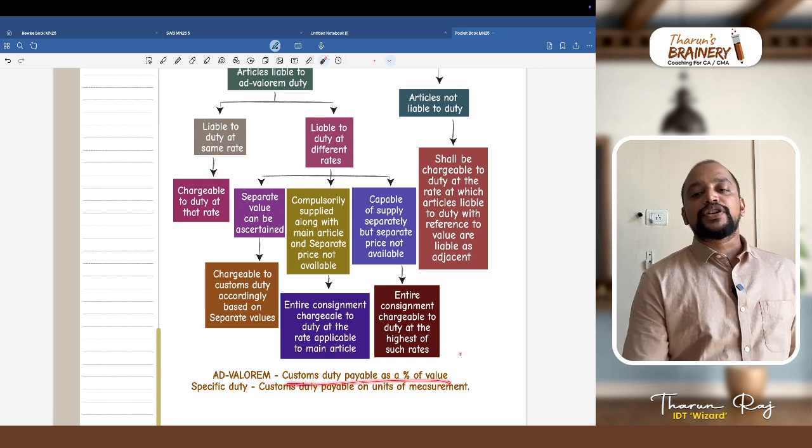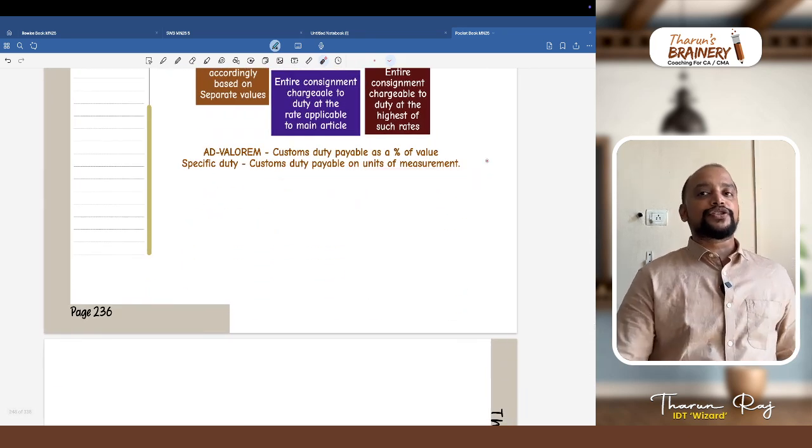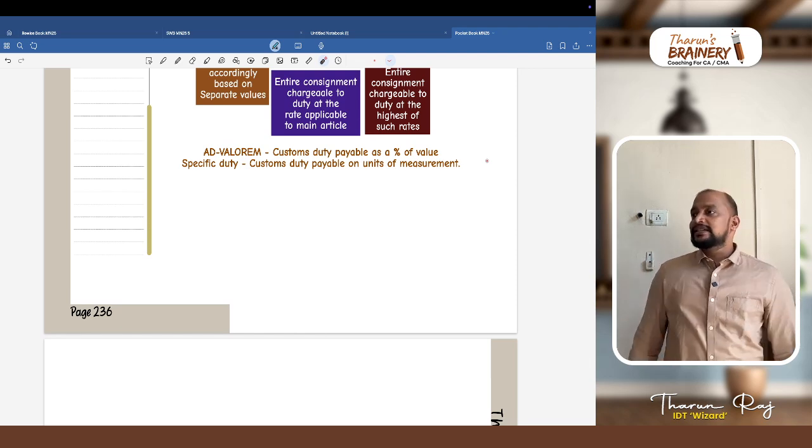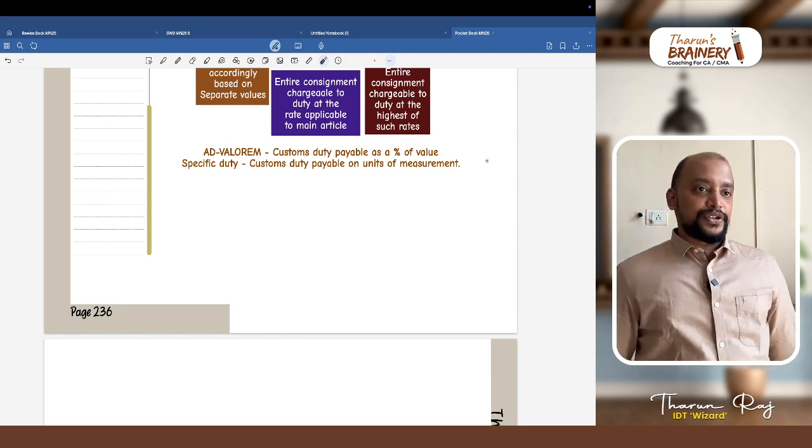Ad valorem means customs duty payable as a percentage of value. Specific duty means customs duty payable on the units of measurement. So this is the summary of our discussion related to these types of customs duties. Okay.